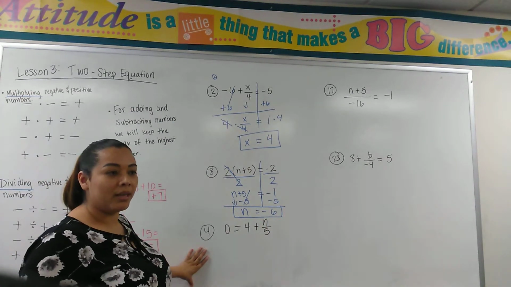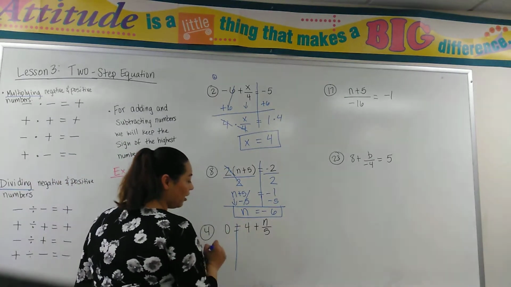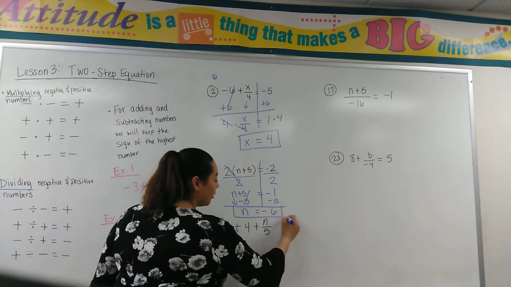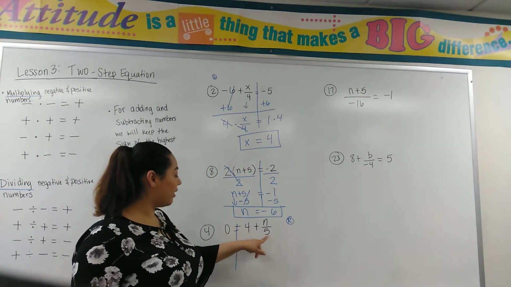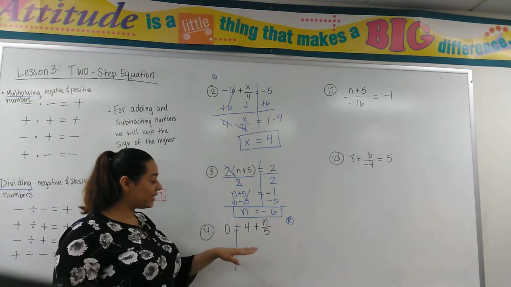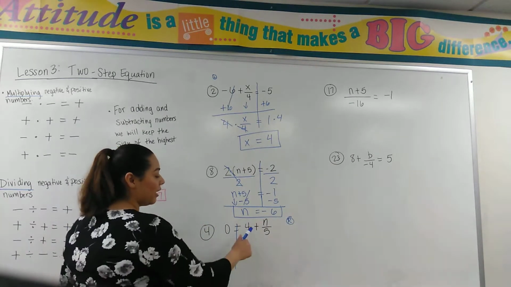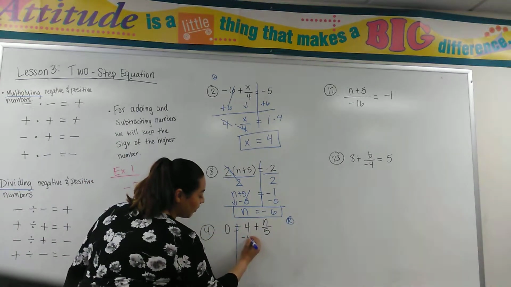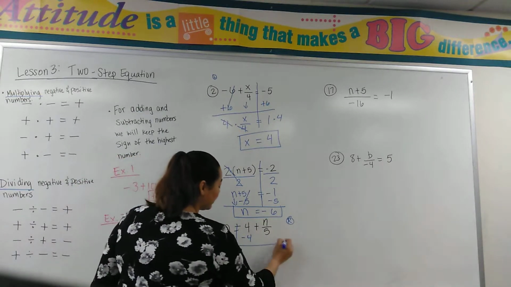Number 4. Now number 4, we have our letter on the right-hand side. So we have to get rid of the 4 and the 5. First, we get rid of the number that doesn't have the letter. In this case, the one that doesn't have the letter is 4. So we're going to move 4 to the other side. The 4 is positive right now. Opposite of positive will be a negative. So we're going to put negative 4 on both sides.